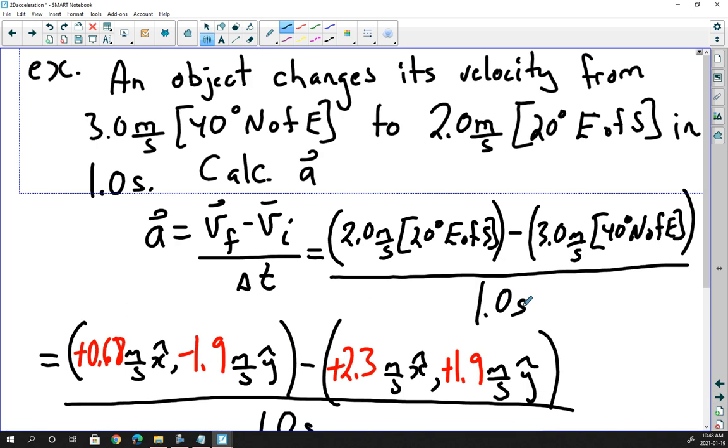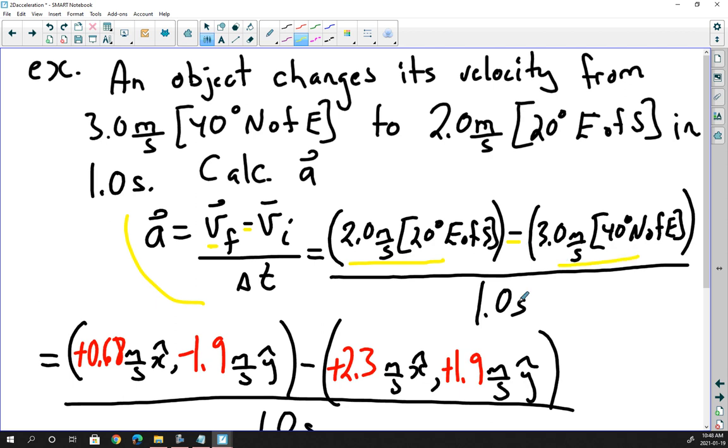There it is. So here's the question again. And now I've written the acceleration equation right there. So I plug in velocity final, and from that, I'm going to subtract velocity initial. So there it is. I plug it in, and I'm going to divide by 1 second.